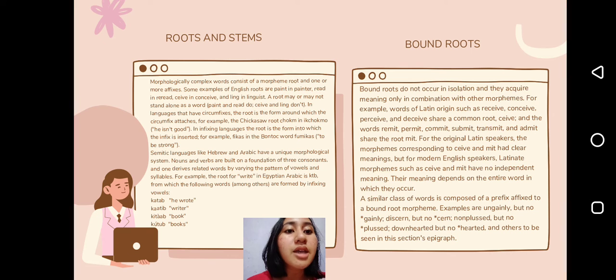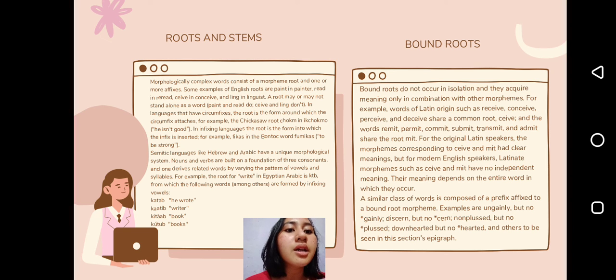In languages that have circumfixes, the root is the form around which the circumfix attaches. For example, the Chickasaw root chokma in ikchokmo, isn't good. In infixing languages, the root is the form into which the infix is inserted. For example, fikas in the Bontoc word fumikas, to be strong.